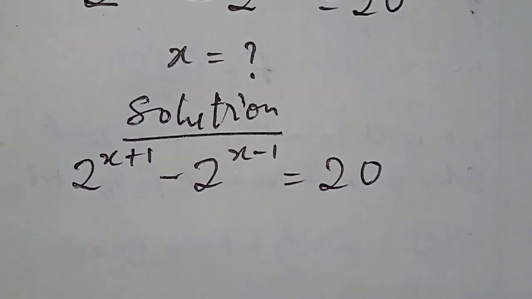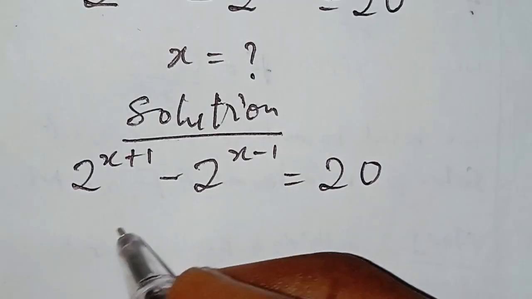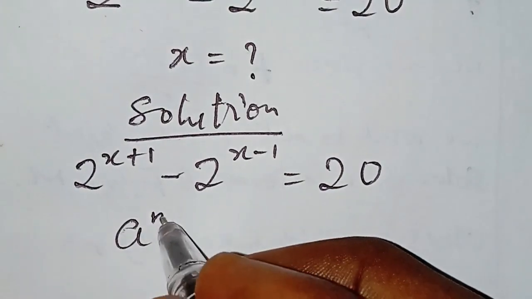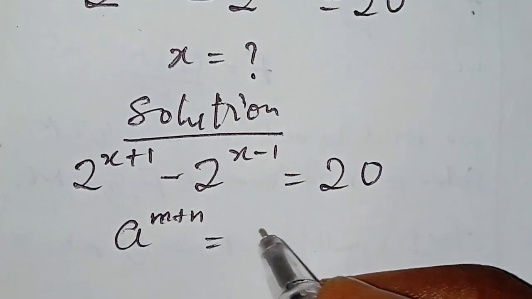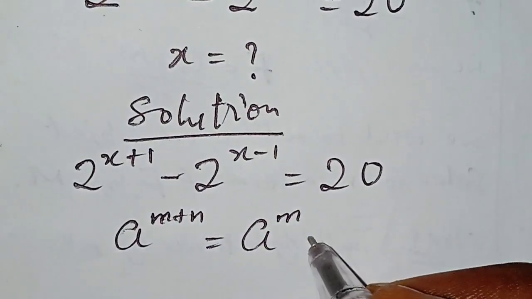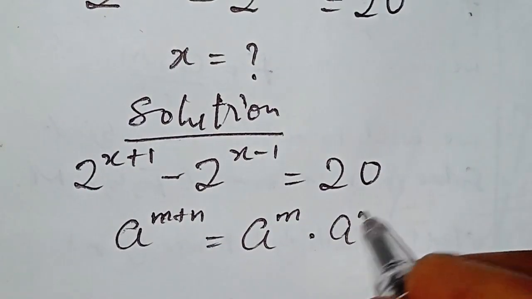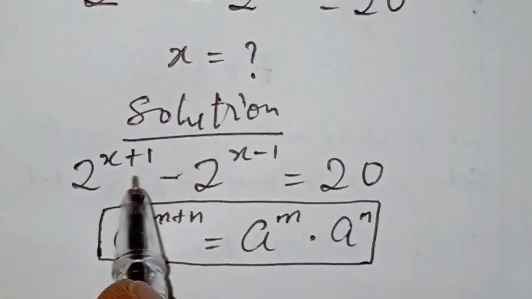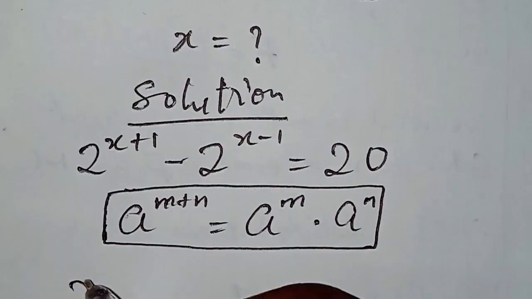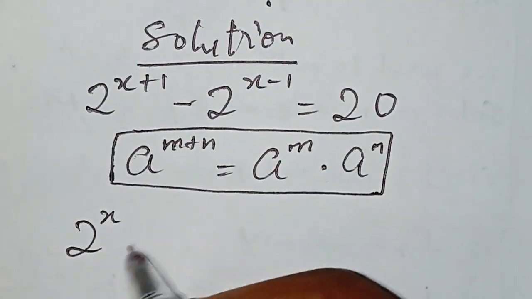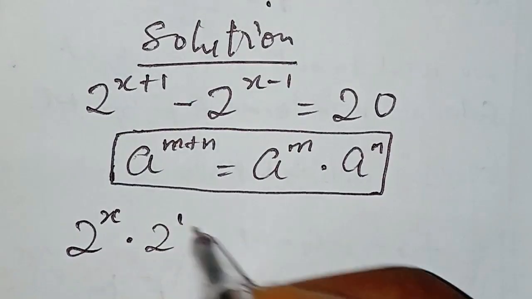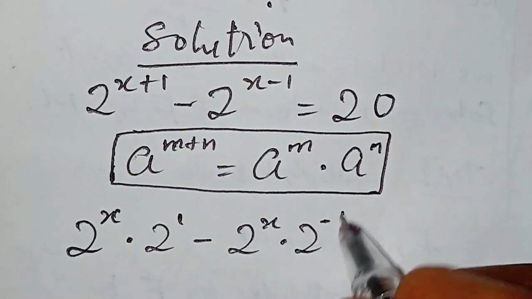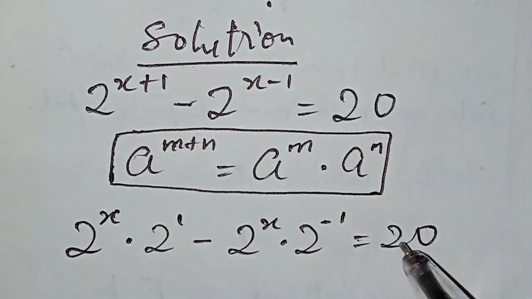So what we need to do first is to consider our rule of exponents, which implies if we have a base a raised to power m plus n, it can be separated as base a raised to power m multiplied by base a raised to power n. So considering this identity, we apply it to the left hand side. So we have 2 raised to power x multiplied by 2 raised to power 1 minus 2 raised to power x multiplied by 2 raised to power minus 1 equal to 20.